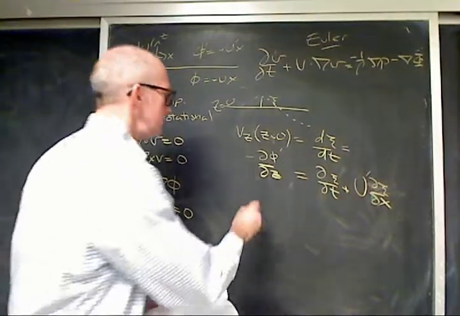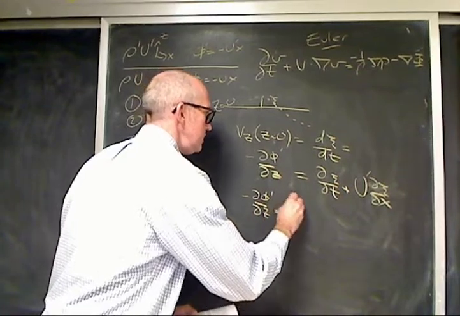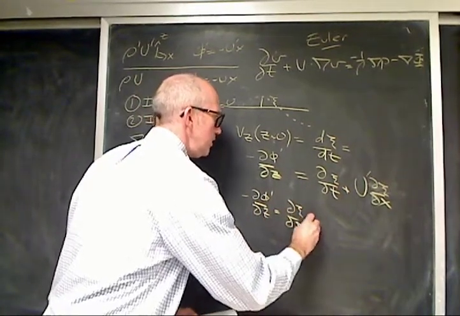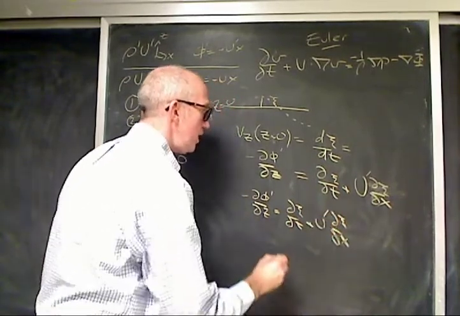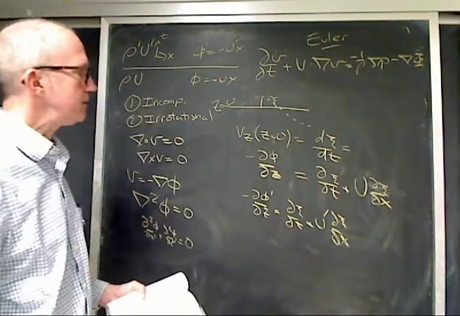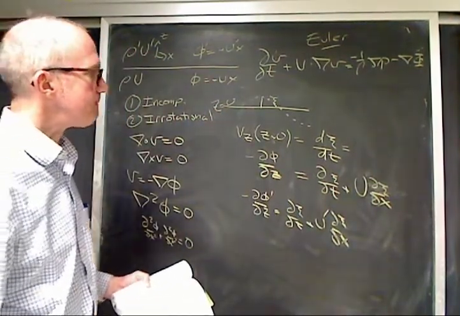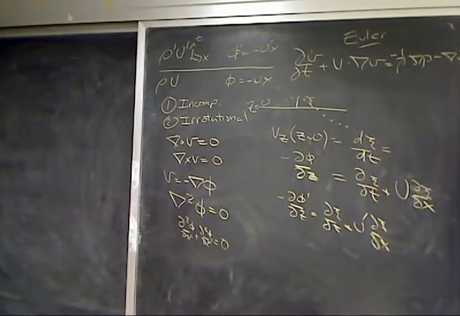So I have two equations actually here. I have that minus d phi prime dz equals d xi dt plus u prime d xi dx, and one without the primes. So let's leave this one without the primes and this one with. So now I have these two equations. Okay, let's write these over here. They'll be useful in a second. Minus d phi dz equals d xi dt plus u d xi dx.